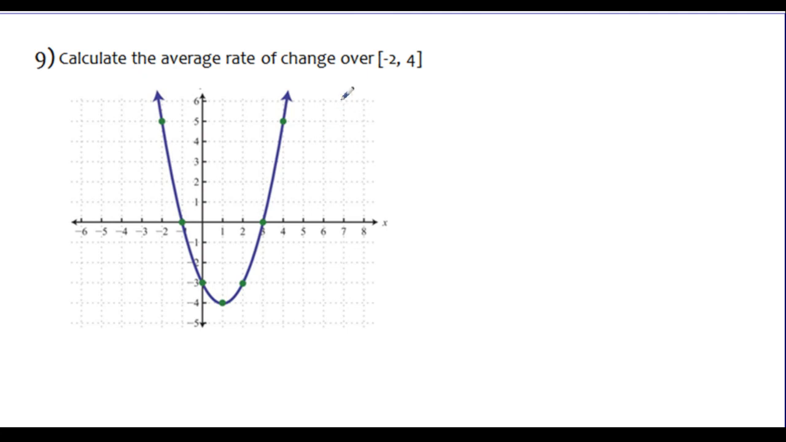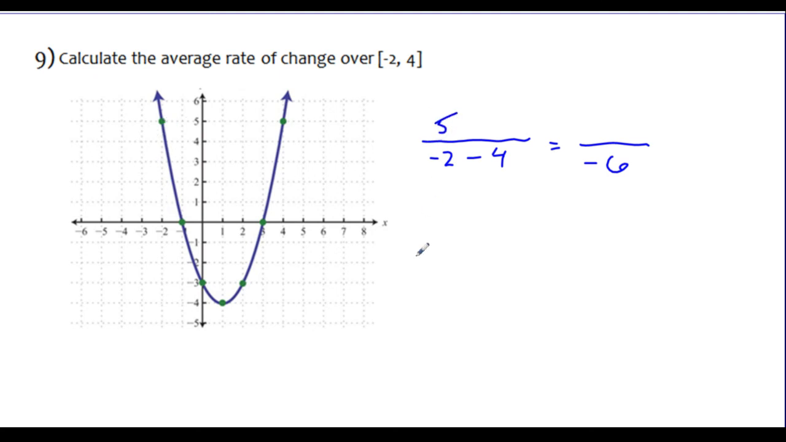Problem number 9, it says calculate the average rate of change over -2 to 4. It sounds a lot like the one we just did, except now when I'm setting up my equation, again, the bottom is still the x values, -2 minus 4. Well, that looks like -6. Okay, I have to figure out what y value goes with -2. The way I'm going to do that is I'm going to go to my graph. When I go to -2, it looks like I'm going to go up to 5.